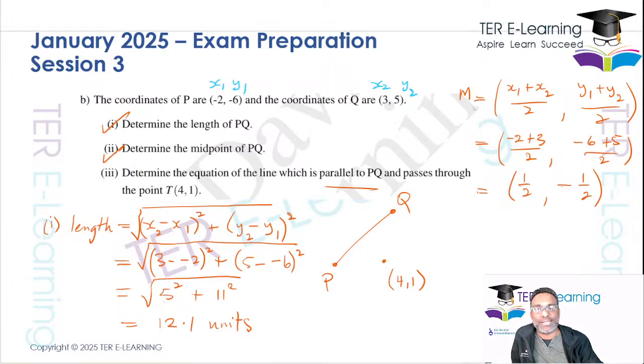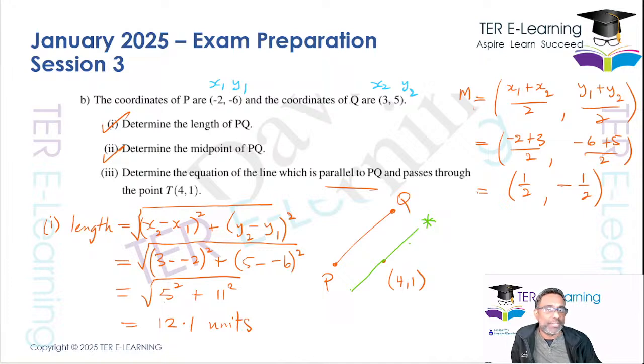And what the question is asking me to do is to work out what is the equation of this green line here, right? It's parallel to PQ, but it's passing through (4, 1). So I want you to understand this here is what they're asking us for. What is the equation of that line?